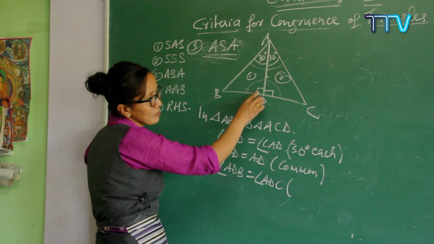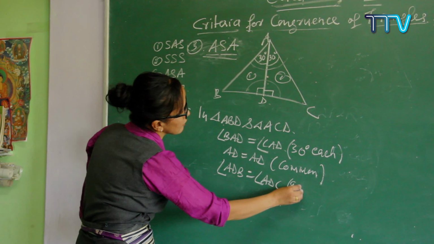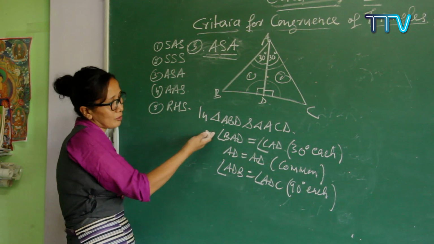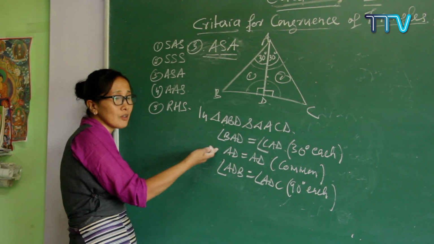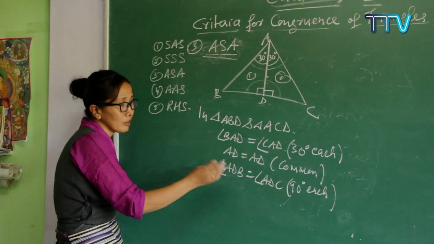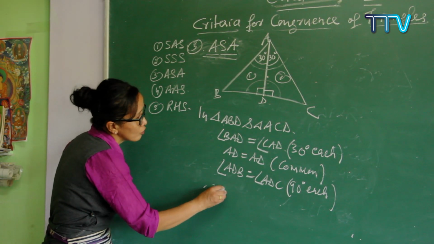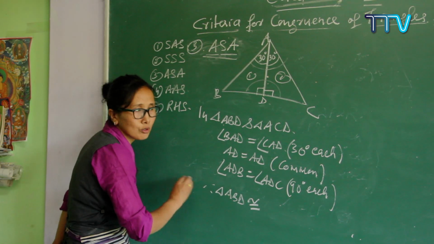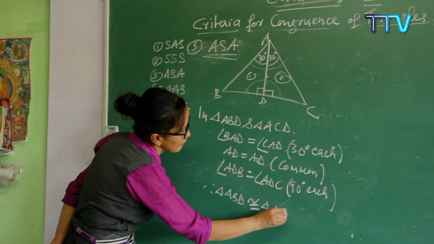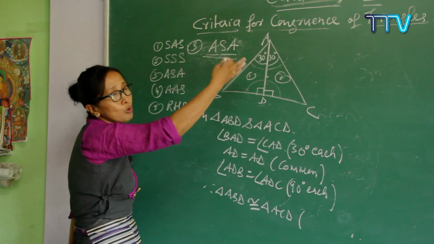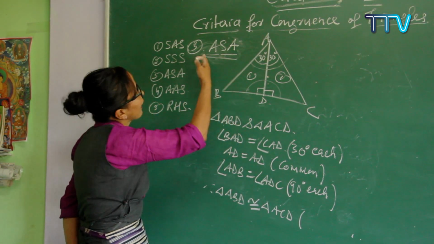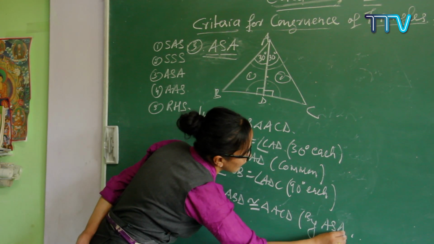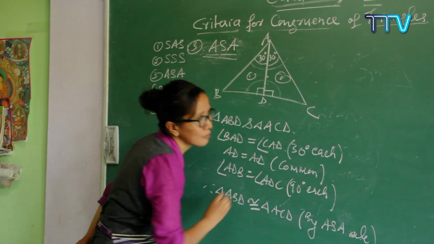ADC, how much is the angle? Measure 90 degrees each. So now you have got three parts. Two angles and one included side are equal. Therefore, the two triangles are congruent to each other. So triangle ABD is congruent to triangle ACD by which rule? You use the angle side angle rule, write it down, by angle side angle rule. You can write it this way, okay?